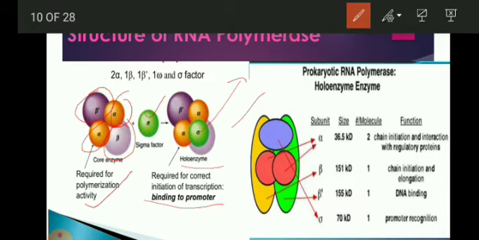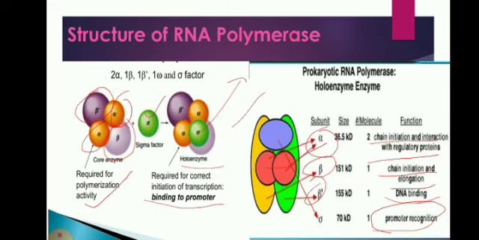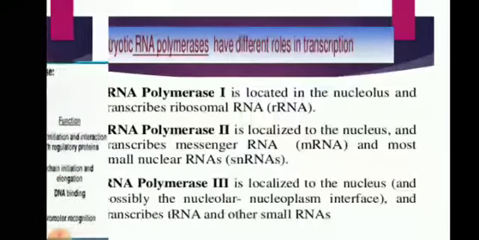And prokaryotic RNA polymerase, both are having almost the same one. So you can see alpha, these two are alpha. It is needed for chain initiation and interaction with the regulatory proteins. Actually, these are the functions of these subunits which are present here. So beta is required for chain initiation and elongation, beta prime is required for DNA binding, and sigma is required for promoter recognition. So all are having different functions in the polymerization reaction.